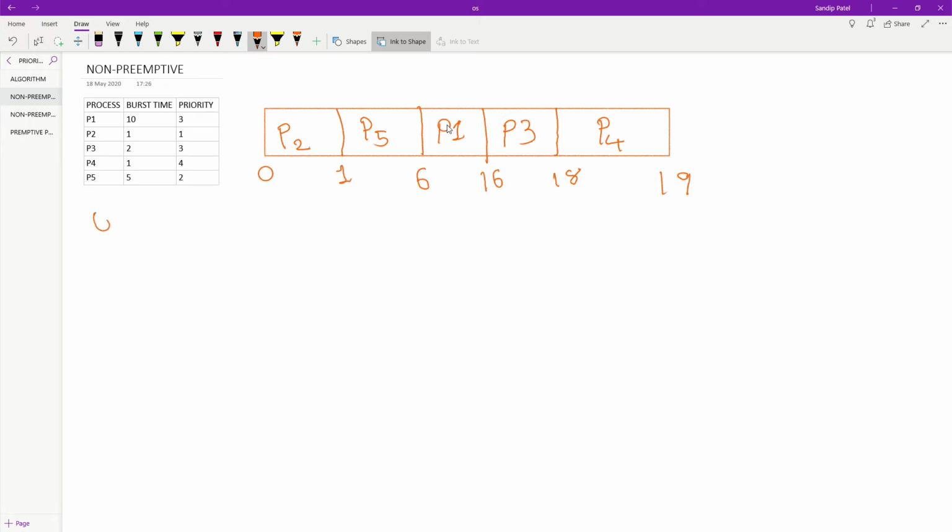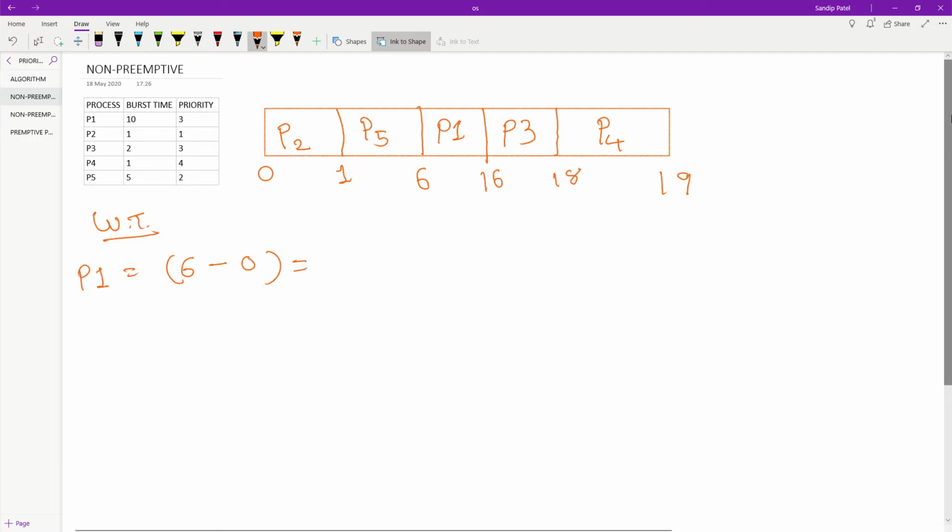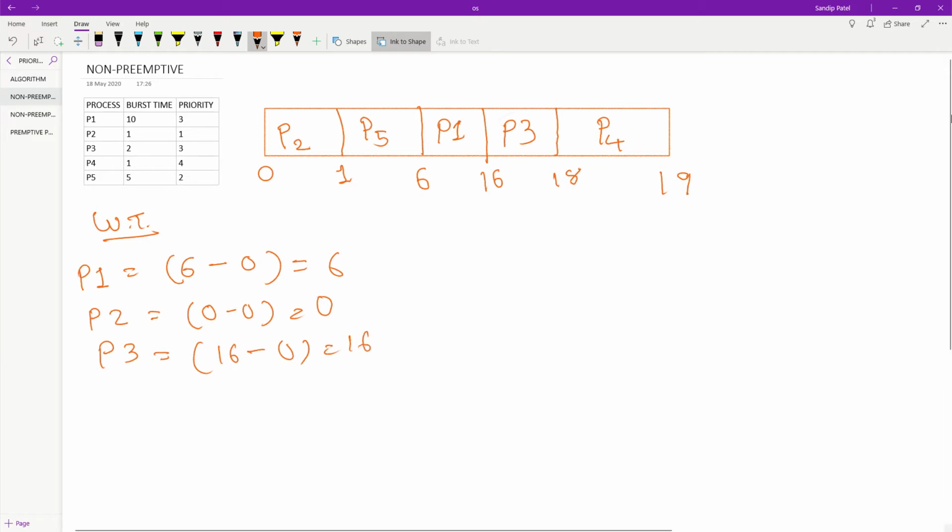Now we will start finding the waiting time. Waiting time for each and every process. P1: the response is generated not at 0 millisecond, but at 6 milliseconds. The first time P1 enters the CPU is the first response, minus 0 arrival time, so it's 6. P2 has its first response at 0, arrival is 0, so it's 0. P3: first response is at 16, it enters the CPU at 16 milliseconds and arrival is 0, so it's 16.